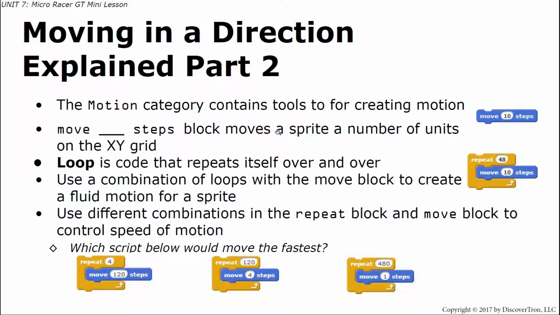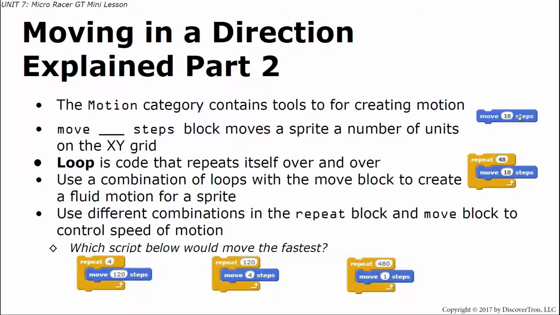Okay, so this block will move the sprite a number of units on the XY grid. Right here it says move 10 steps. You can think of this as moving the sprite essentially 10 pixels across the number of units on the stage. And if that's going in the x-axis, it's going to be 10 units to the right on the x-axis. If it's y, then it's going to be on the y. But the good news about this is it doesn't limit you to just x-y axis.